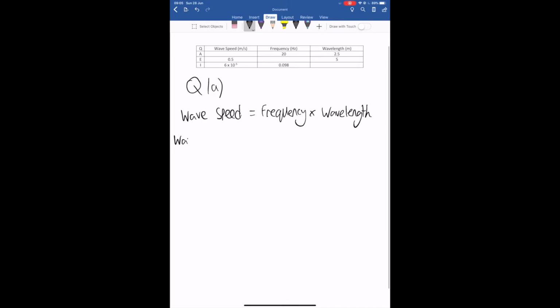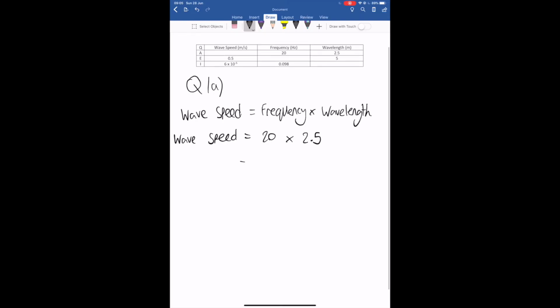So we're going to type in 20 times 2.5 because the frequency is 20 hertz for question 1A and the wavelength is 2.5. So as we type those things in, we can pop them straight into our calculator, 20 times 2.5, and the answer will be 50. And we then have to put our unit, which is meters per second.